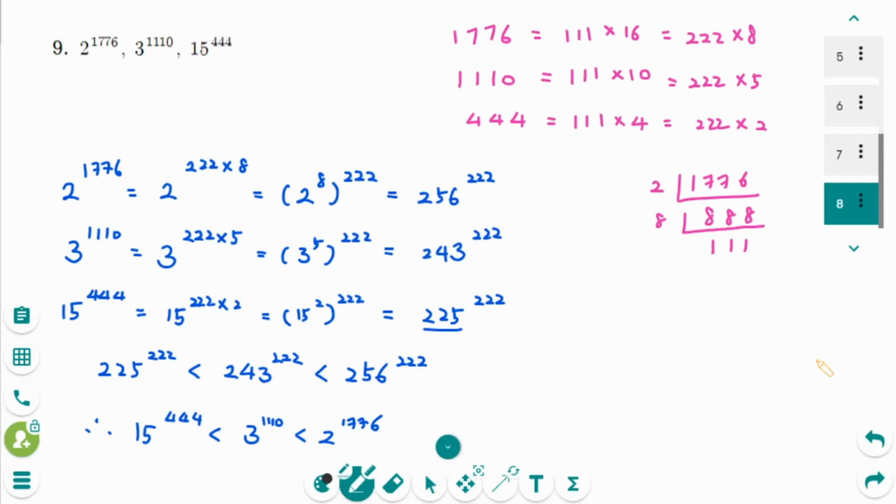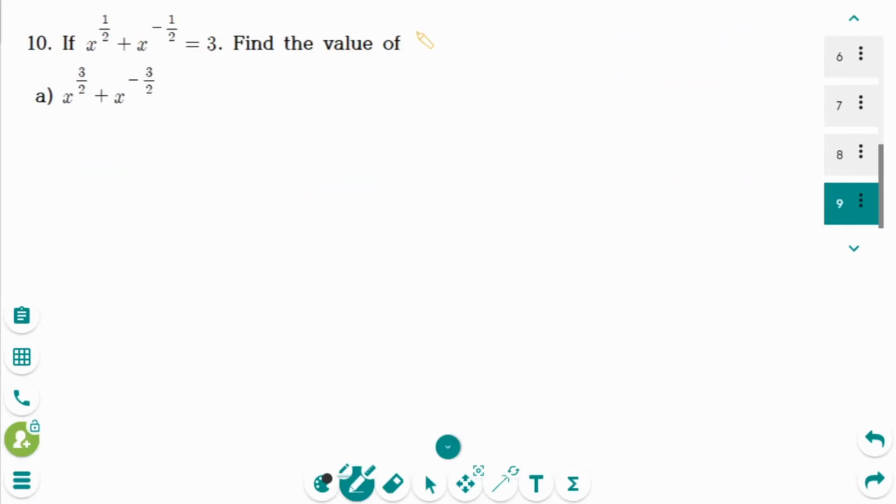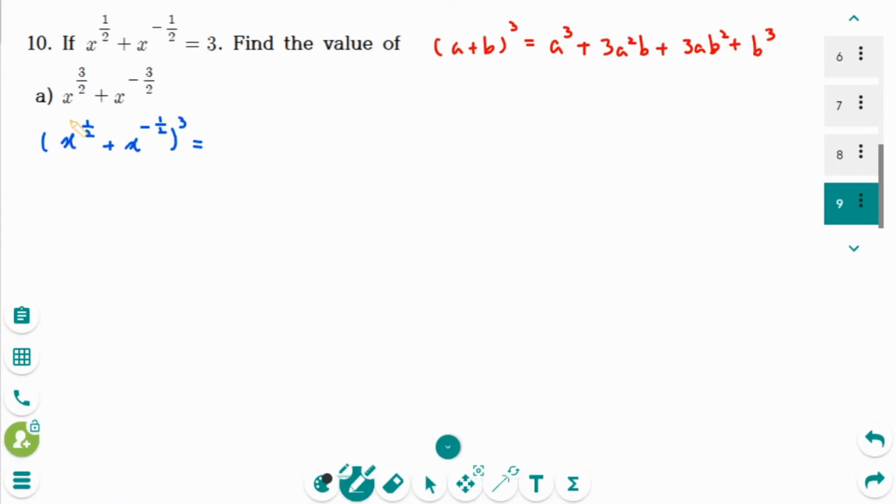When writing an answer, always write it exactly as it asks in the original question. Number 10a, do you remember? (a + b)^3 = a^3 + 3a^2 b + 3ab^2 + b^3. Use the formula: (x^(1/2) + x^(-1/2))^3 equals, first term is a part, second term is b part.